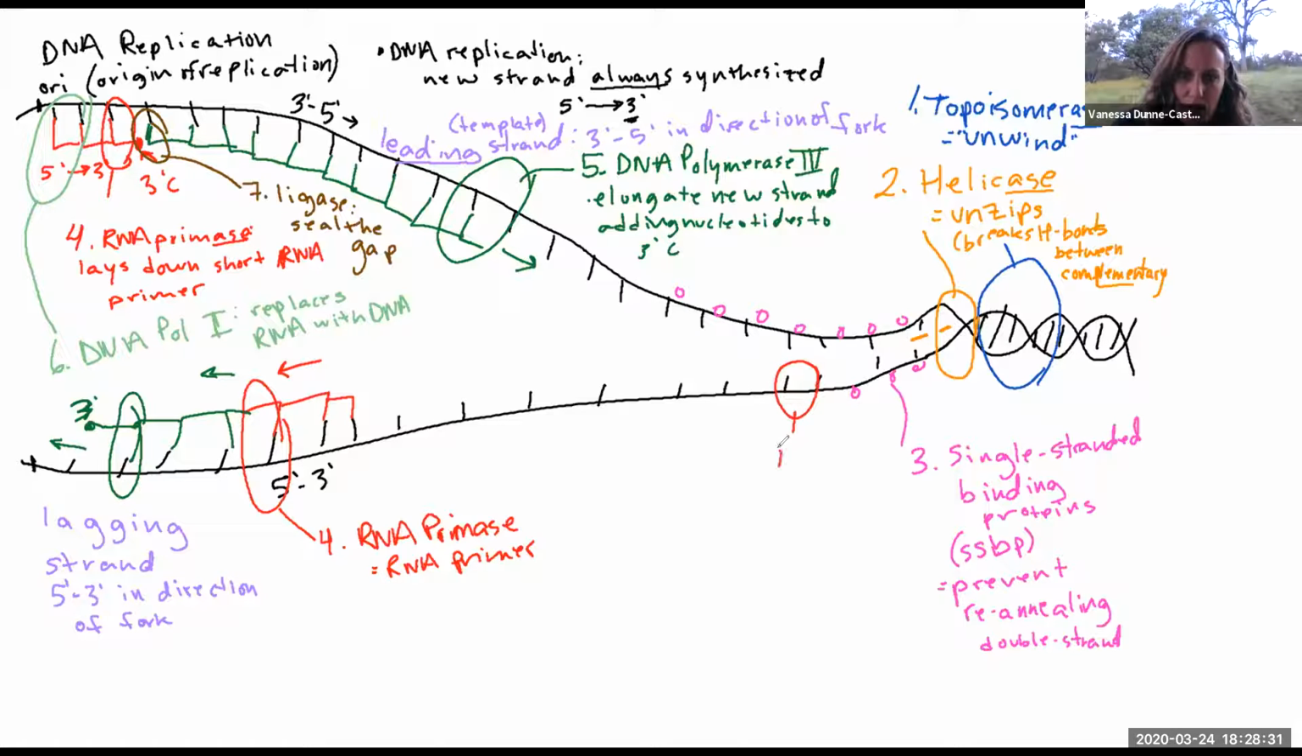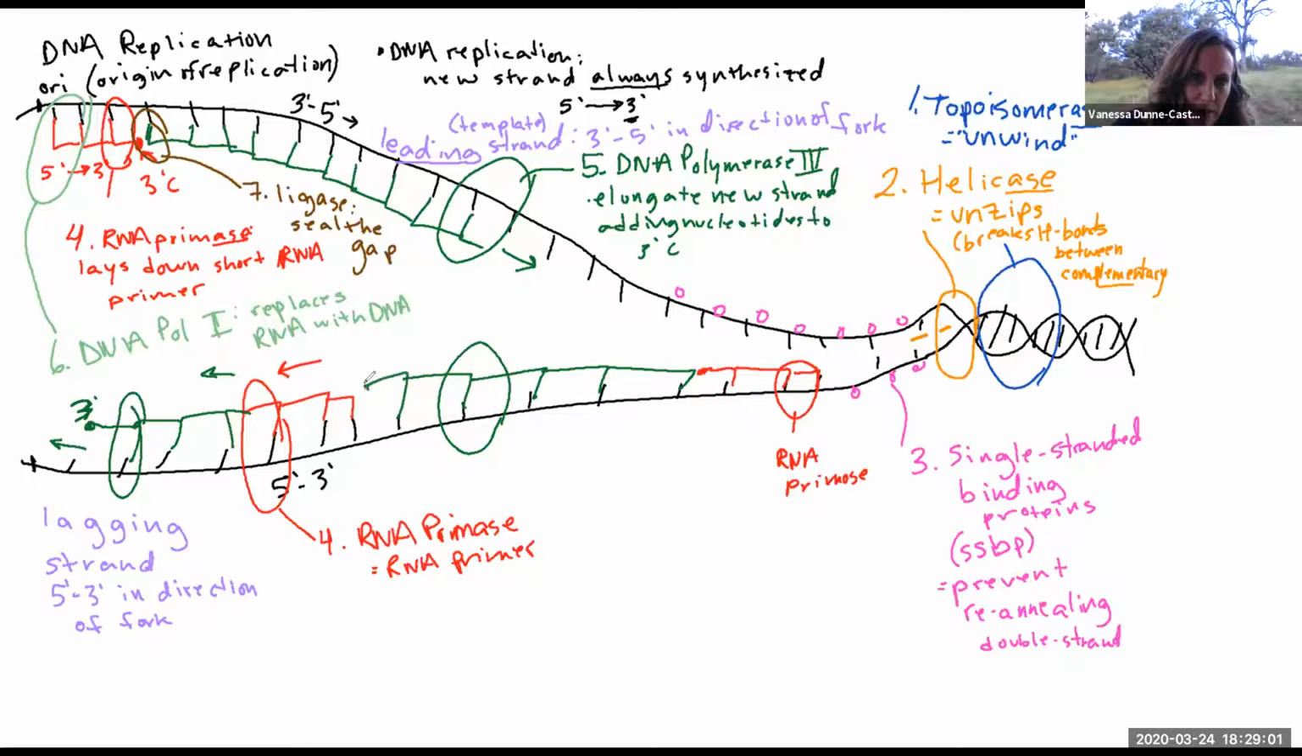So here again is the RNA primer, primase laying down RNA nucleotides. Here again we have DNA polymerase that binds to and elongates all the way down. As I mentioned, it'll elongate all the way until it's blocked.